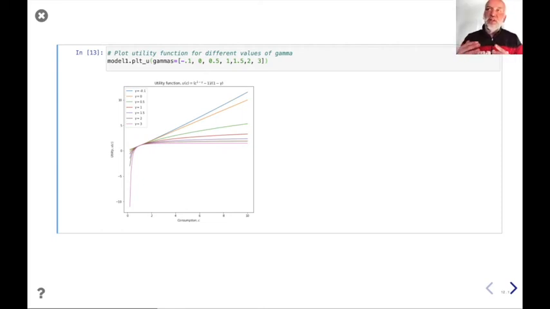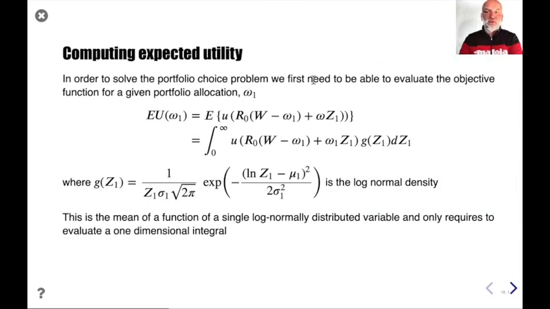So the more concave, the more risk averse, the more you just prefer assets that have safe returns. Okay, so that's the CRRA utility function. It's widely used in economics. It's a workhorse for parametrizing models when you're calculating expected utility. Computing the expected utility, so how do we do that?